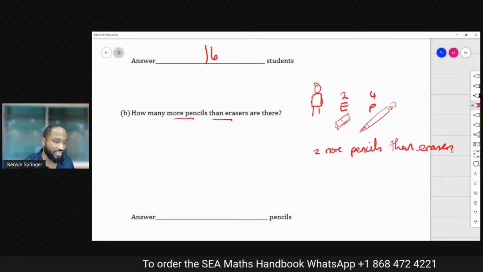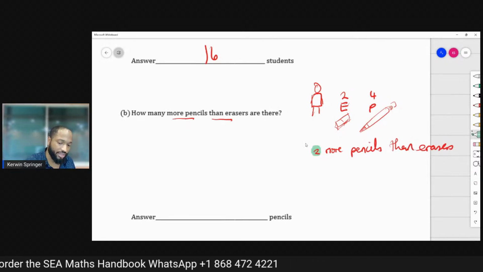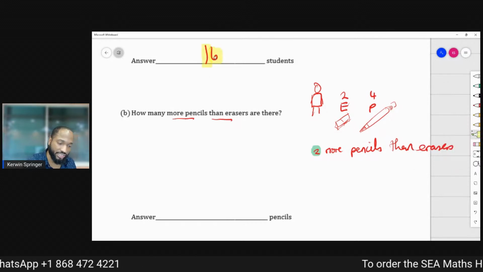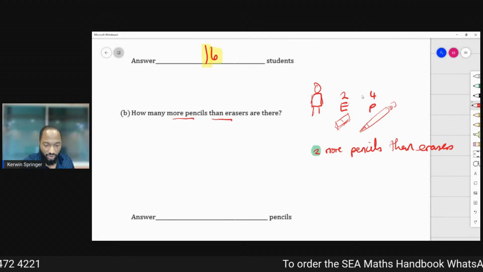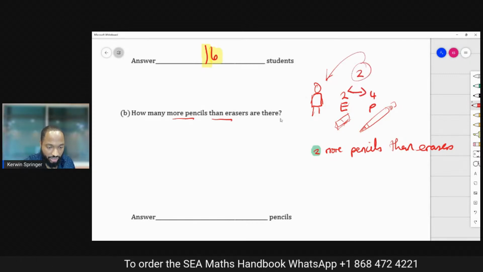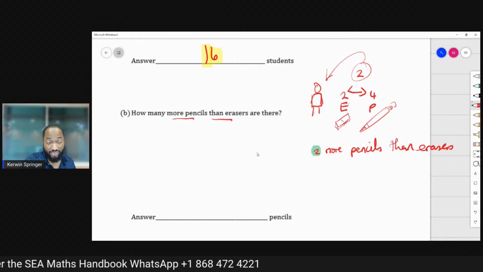But there's not just one student. How many students are there? We just worked out that there were 16 students in this class. So if the difference is 2 for every one student, well then, how many more pencils are there than erasers? Think about it.